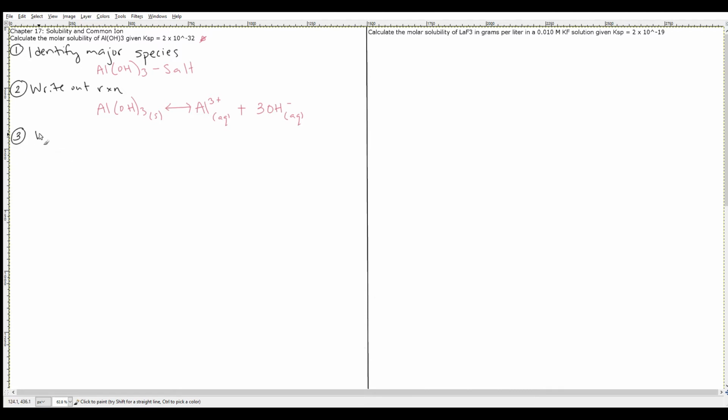We'll first write out our equilibrium expression. And it's a Ksp, so we'll have aluminum and our hydroxides cubed, and we don't include solids, so those get left out. So let's set up our ICE chart.